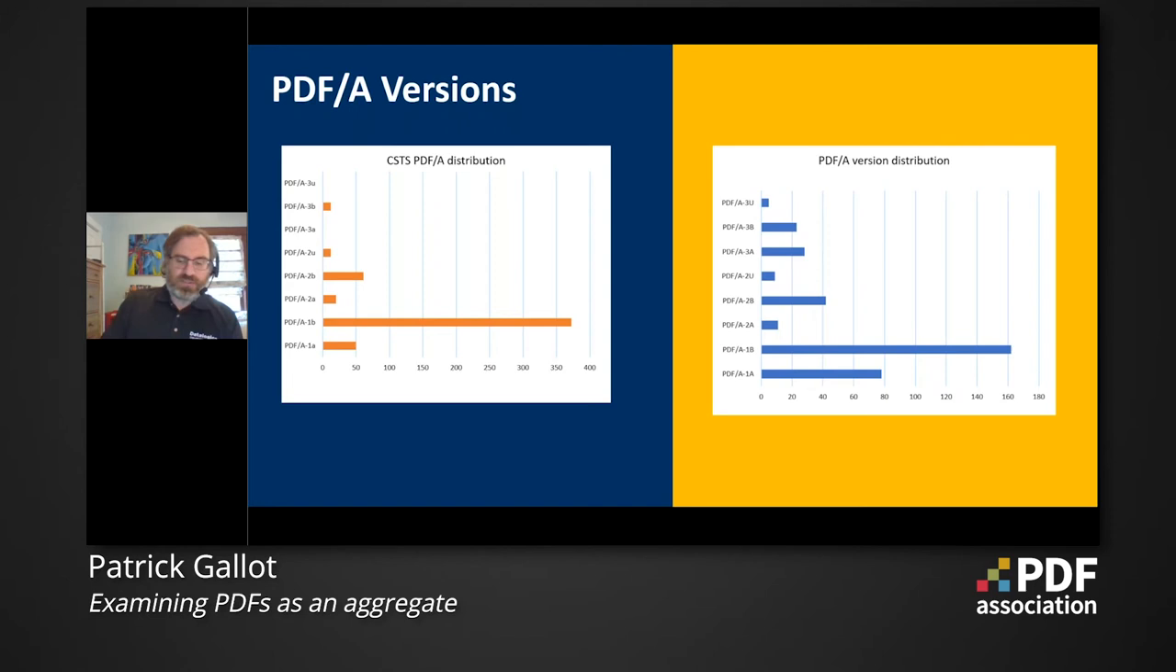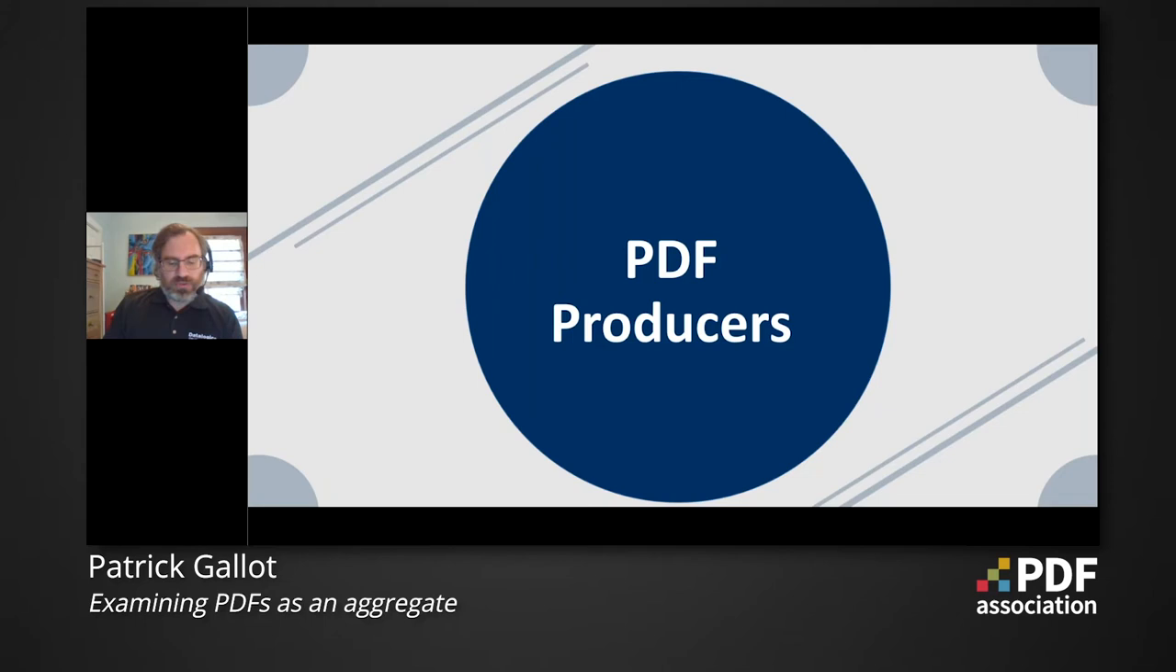As you may have seen in an earlier slide, both the inside and external repositories have over 2,000 distinct PDF producers, even though one again is about 5-6 times larger than the other. So which are the most common?